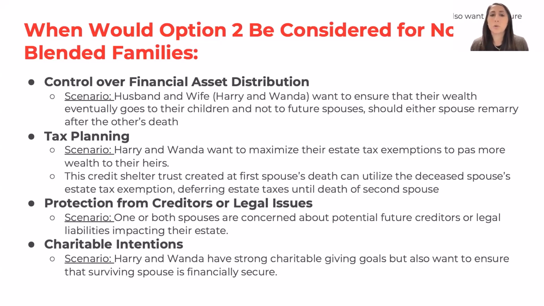Protection from creditors or legal issues. So one or both spouses are concerned about future creditors or legal liabilities. Maybe one of them is a business owner, and would be more vulnerable to certain types of lawsuits. Or maybe they just have really charitable intentions. They want to make sure that they can give things away, but also provide for their surviving spouse.